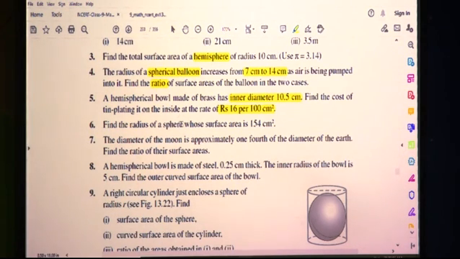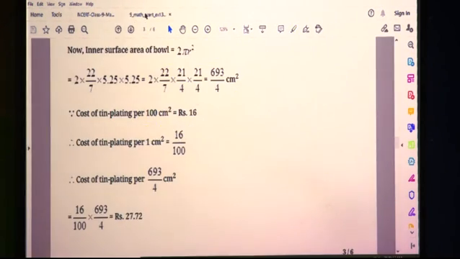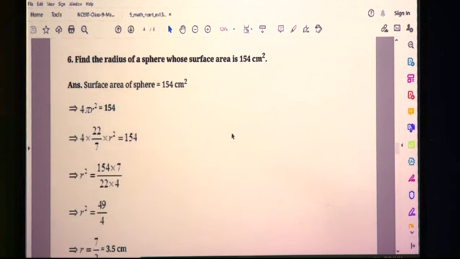Find radius of a sphere whose surface area is 154 centimeter square. What to find? Radius. Whose radius? Sphere's radius. What is given? Not diameter. Diameter is not given. Till now the diameter was given. Now in this question we can see surface area is given. How much is it? 154 centimeter square. We have to find out the radius. Let us see how this has been solved.